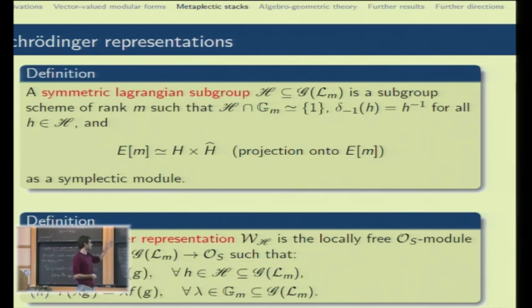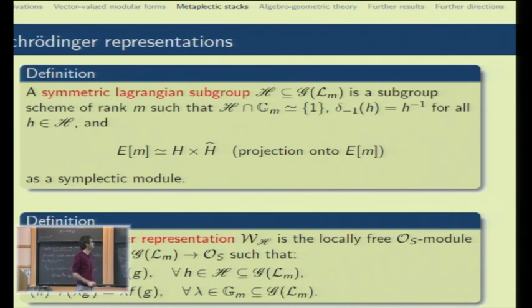Okay, so now what do we do with this Lagrangian subgroup? I'm going to define representations. These are usually called Schrodinger representations. I'm pretty sure that Schrodinger didn't define them this way. If you're familiar with this kind of theory, it's the same idea. I take functions on my group which are left invariant by the action of the Lagrangian subgroup, and where GM, which is embedded into the Heisenberg group, acts like a natural scalar multiplication.